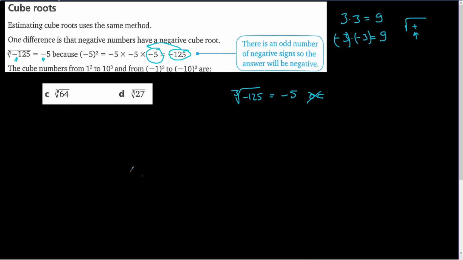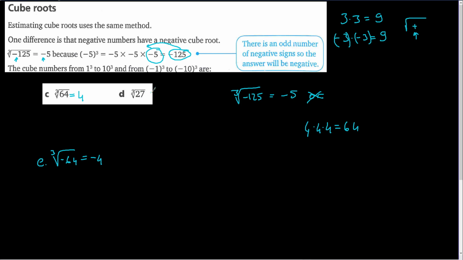Okay, cube root of 64, which number multiplied by itself gives 64? We know that 4 times 4 times 4 is equal to 64, so the answer of the cube root of 64 should be equal to 4. I want to show the difference. What is the cube root of minus 64? If the cube root of 64 is equal to 4, the cube root of minus 64 is going to be equal to minus 4.